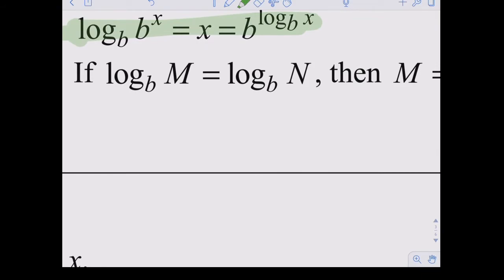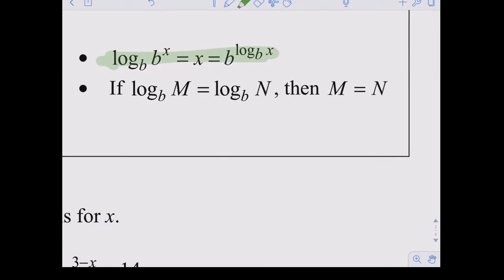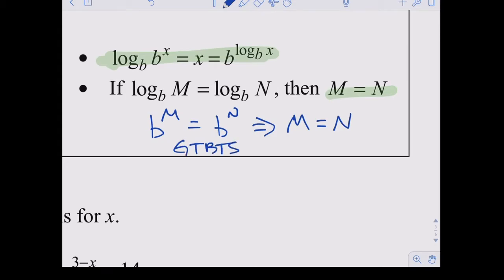And then here's a nice little one-to-one thing. If log base b of m equals log base b of n, then because logs are one-to-one, you know m equals n. And you can even write that as exponential. If b to the m equals b to the n, then m has to equal n, because they're both one-to-one. I called this the GTBTS method back in pre-cal, to get the bases the same. It also works with logs. You can set the arguments equal if the bases are the same.